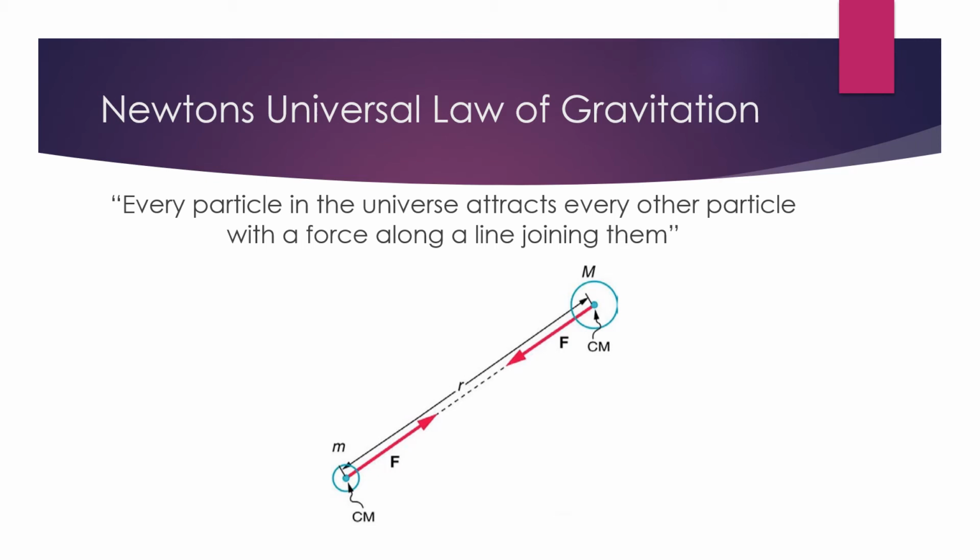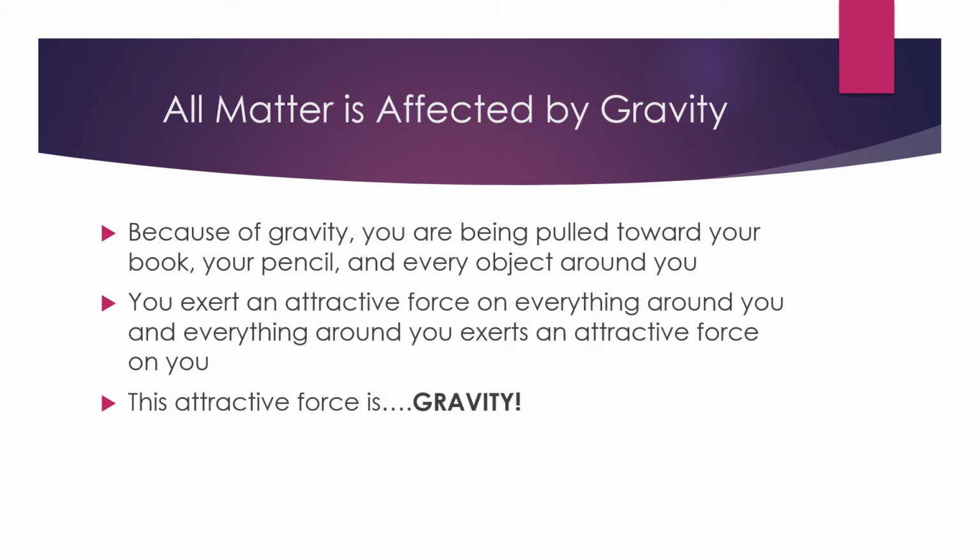There's a force between you and every object that's around you, whether it be people, a pencil, a desk, a door, a dog, a cat. You are exerting a force on everything around you, and everything around you is exerting a force back on you. These forces are so small, though, that we can't even feel them. However, they're large enough that we can calculate them. Because of gravity, you are being pulled toward your book, your pencil, every object around you, and everything around you is being attracted to you.